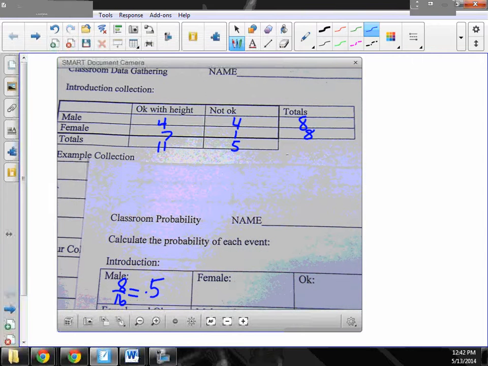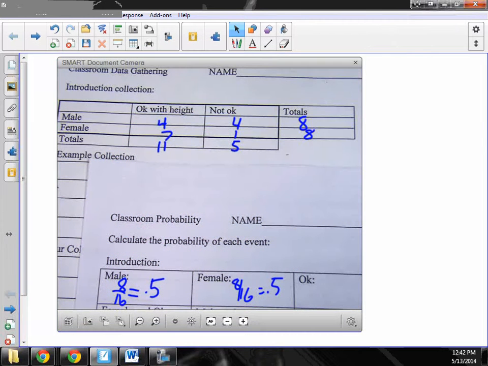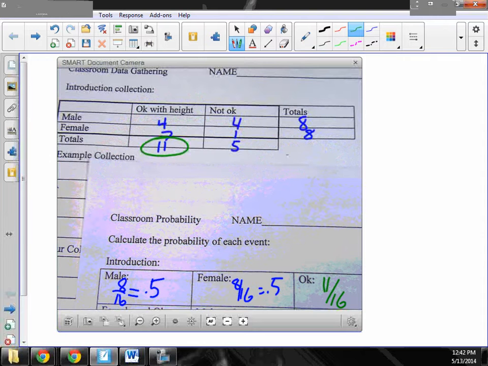Okay, that's pretty easy. What's the probability that a person is female? It's going to be 8 out of 16 again, which is 0.5. What is the probability that a randomly selected person is okay with their current height? Well, we look at the total for that row, 11 out of 16. Okay? And not okay?